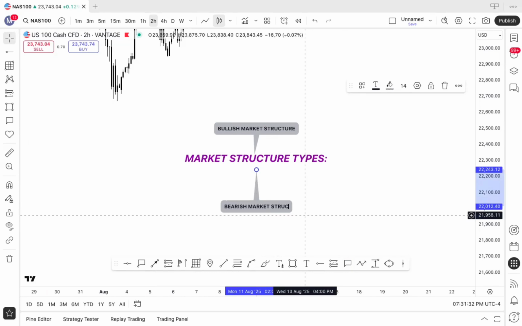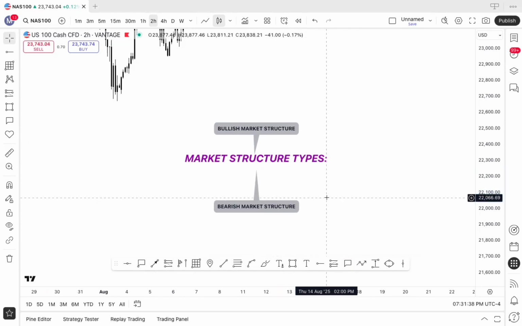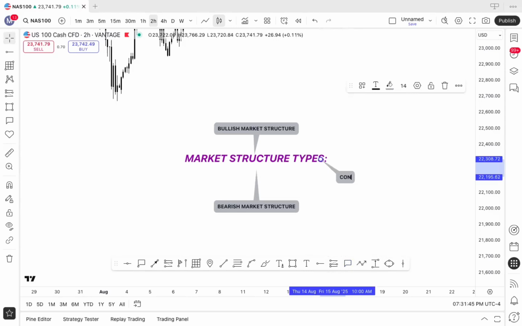Bearish market structure. And then we have consolidation or ranging or sideways markets. So this all means the same thing. When the markets are consolidating, some people like to say they're basically ranging. And ranging can also be defined as price ping-ponging in between a high point and a low point. And this is why we can also define it as sideways.